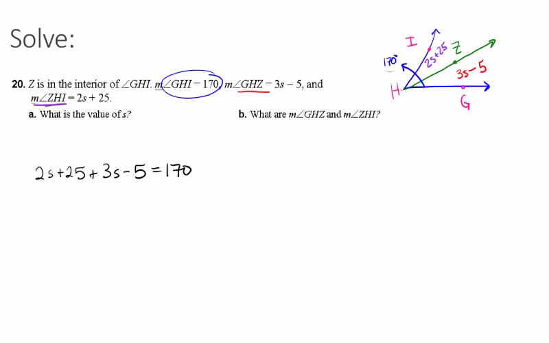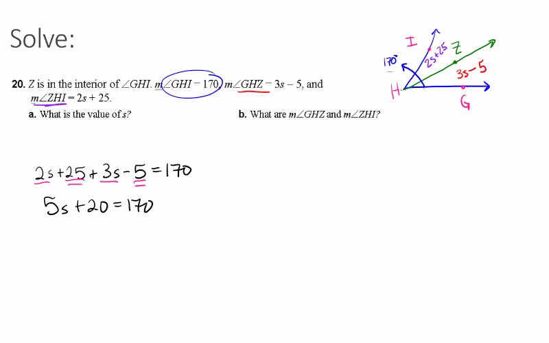All right. So watch out when you're writing this example, s's and 5s. These are s's, and then the other ones are 5s. I try to distinguish between the s's and the 5s as usual. All right, so now just some algebra. We're combining like terms. So 2s plus 3s is 5s. And then 25 minus 5 is 20.